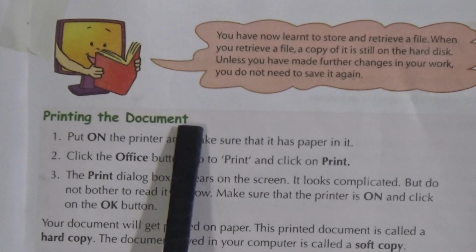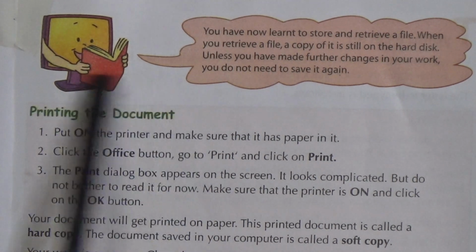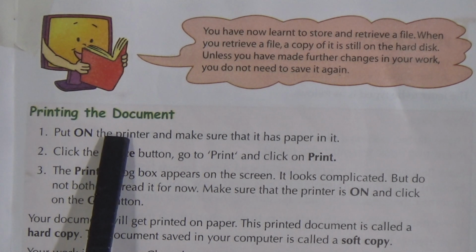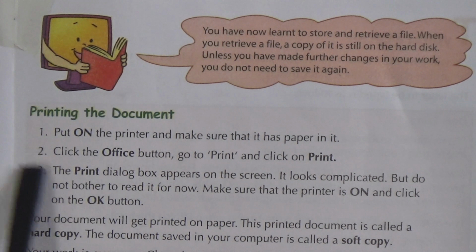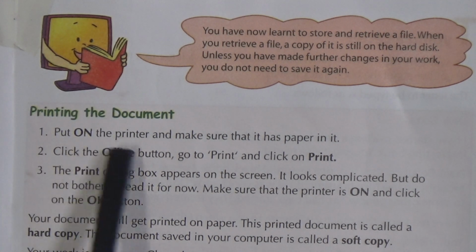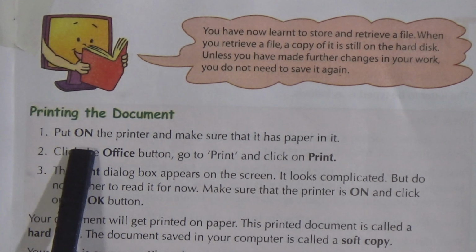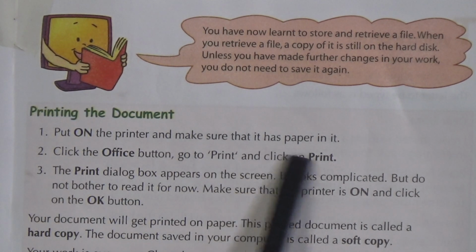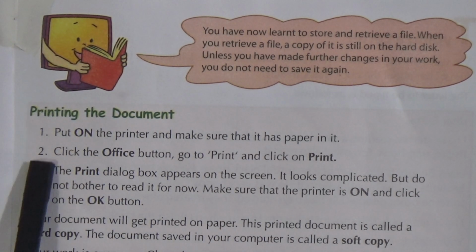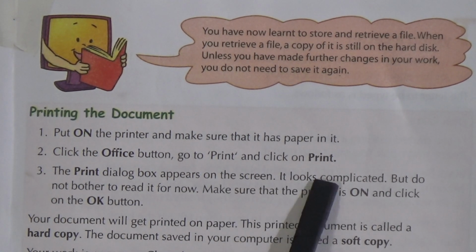Look at the next page, everyone. This is page 75. Okay. Now see here, this is printing the document. When you create a document and save it, you can later print it if you want. Number 1, put on the printer and make sure that it has paper in it. So you have to first make sure that your printer is turned on and that there is paper in it. Number 2, click the office button, go to print and click on print.